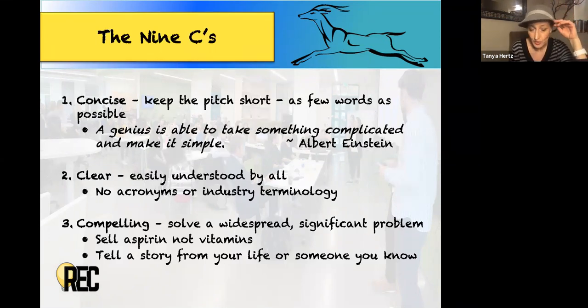So no acronyms, no industry terminology, no jargon, no idioms, like raining cats and dogs kind of thing. Keep it just direct, to the point, make it compelling. By compelling, we mean get people on board, sell your aspirin, not your vitamins, get people to really care about that business.